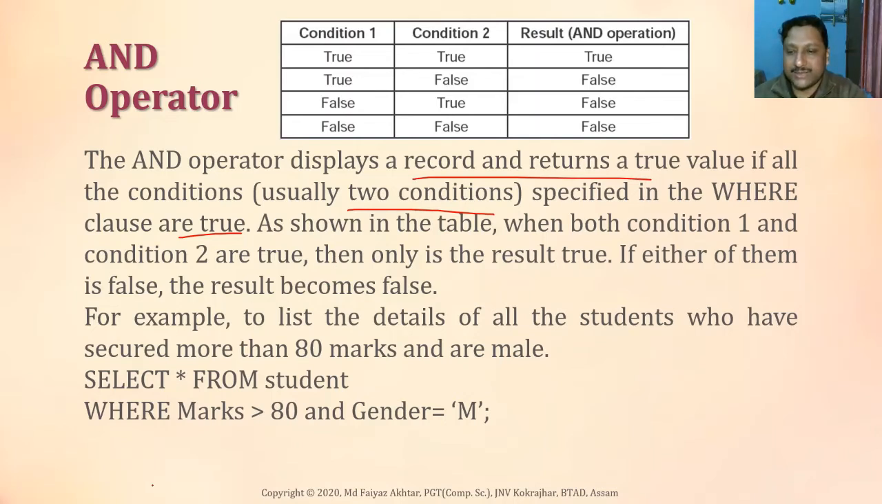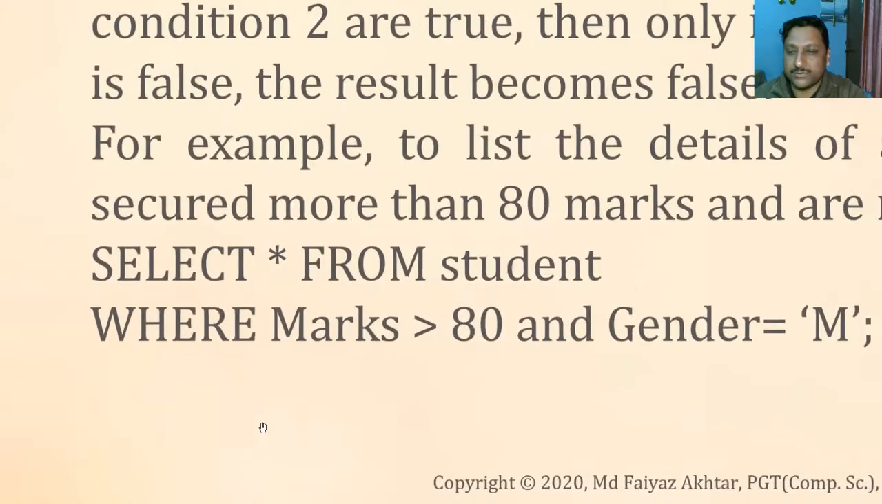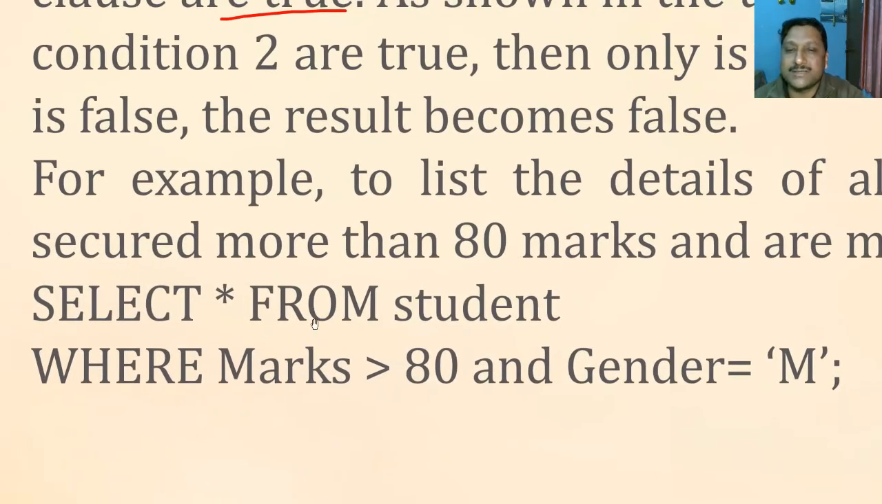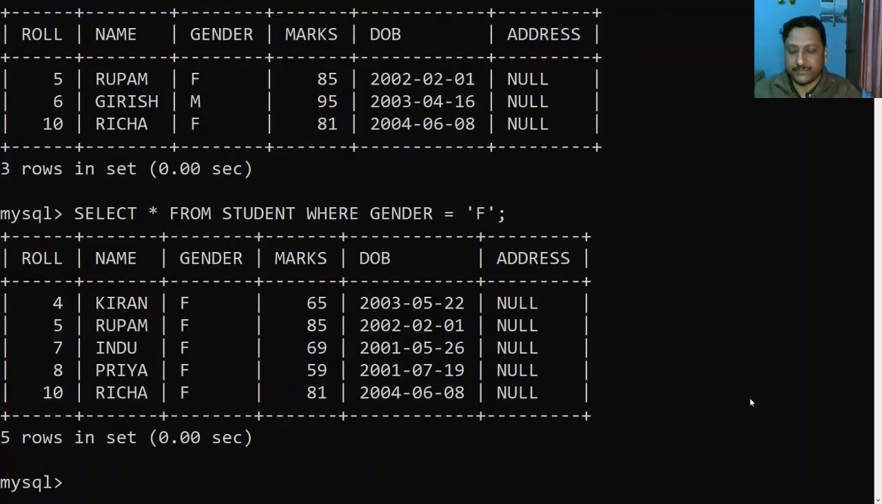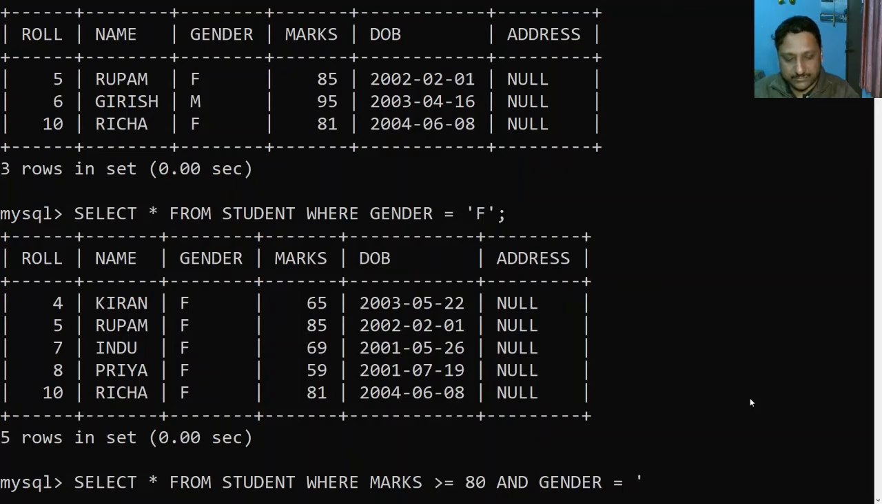So for example, see here, using an example you can understand better. Select * from student where marks is greater than 80 and gender equals to male. Suppose you want to see all the males who have got marks greater than 80. Okay, see example here. Select * from student where marks is greater than equals to 80 and gender equals to male.